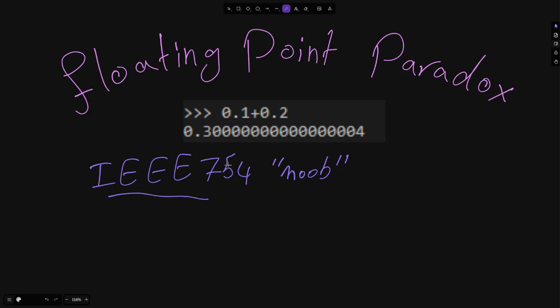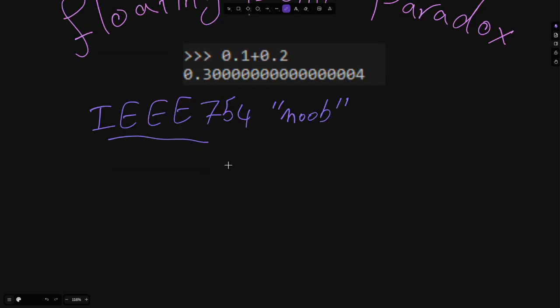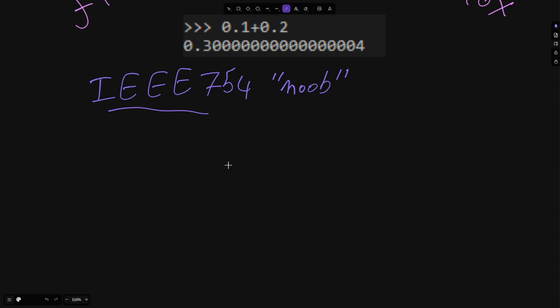This is the standard for the floating points that these computers use. So why did this happen? Is your computer actually bad at math? No, your computer is actually incredibly precise. The problem isn't math, the problem is a translation error between the human world and the machine world. So today we are going to look at how, under the hood, that extra digit at the end comes into place.